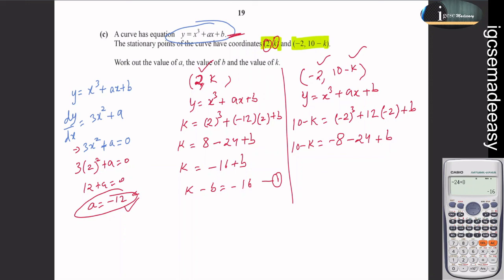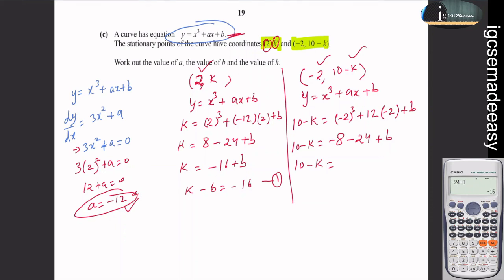Then minus 24 is there, okay? Then 10 minus k will be equal to minus 8 minus 24, which gives you minus 32, right? Minus 32.